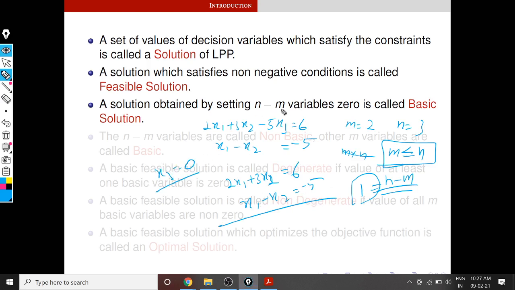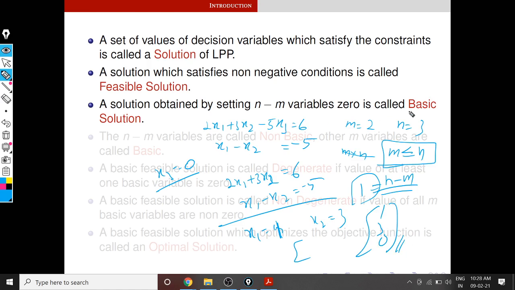We set n minus m variables to 0. Then we solve this system, and we get some value of x1 and some value of x2. Suppose x1 is 1 and x2 equal to 3. Assume that. Whatever the values of x1 and x2 may be, suppose it is 1 and 3. Then the solution is 1, 3, 0.